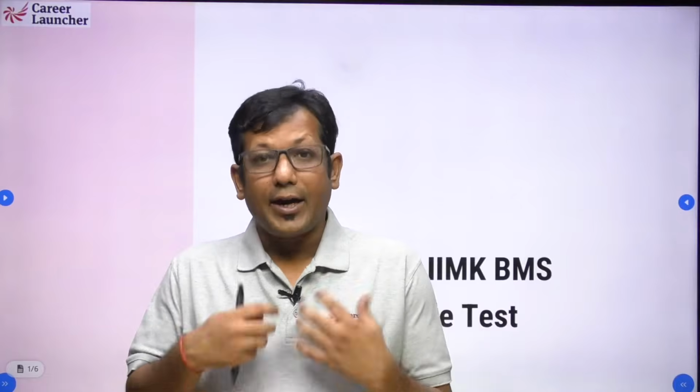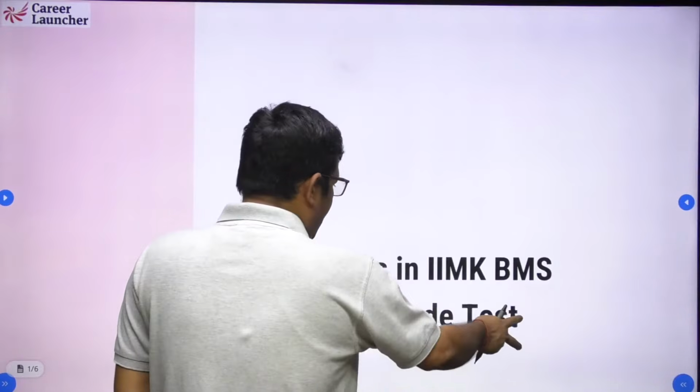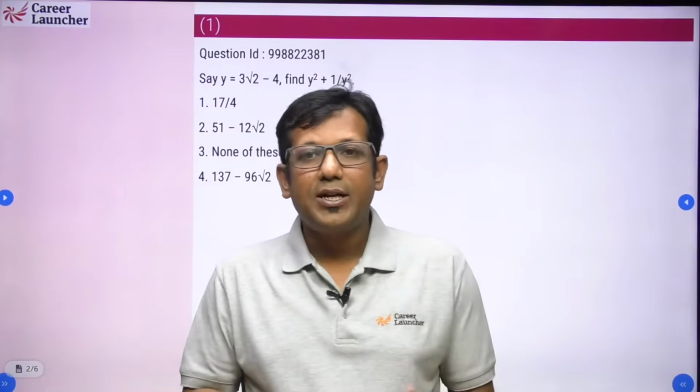So basically we got a few errors in the actual solutions, the actual answers. There are some mismatches, so let's see what might be the issues. Errors in the IIM Kozhikode BMS aptitude test. There are some mismatches.